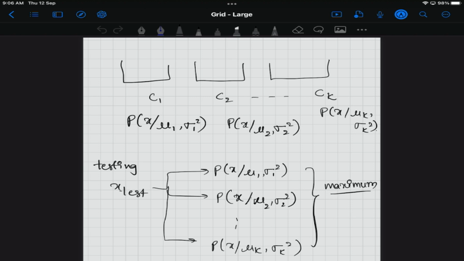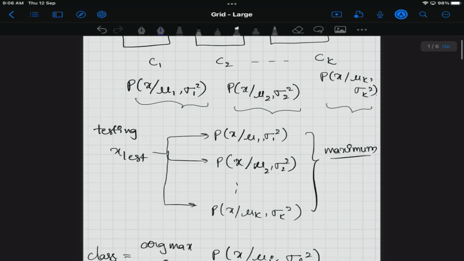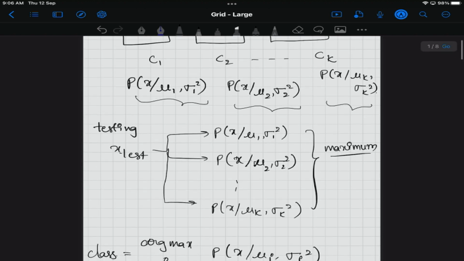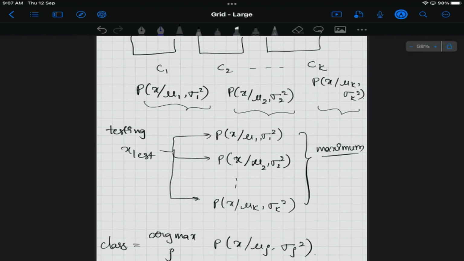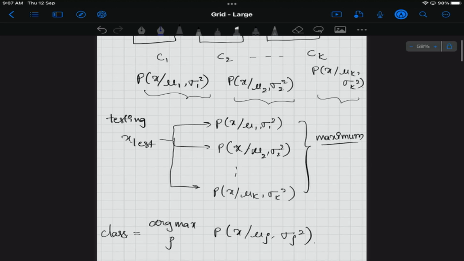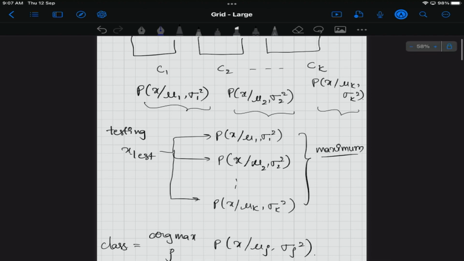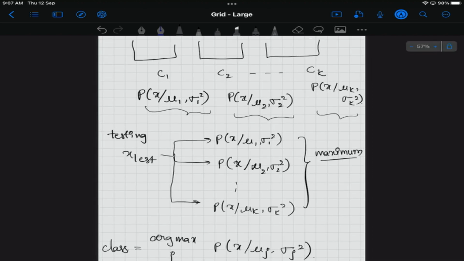Based on the parameters of this PDF, during the inference stage or the testing phase, given the test sample, you will substitute into all of your class conditional PDFs, and whichever is maximum, based on that you will decide the class for your test sample. This is how we formulated our Bayes classifier, and we have derived the expression for mu and sigma. Now if I ask you, this Bayes classifier, is it a linear classifier or a non-linear classifier?